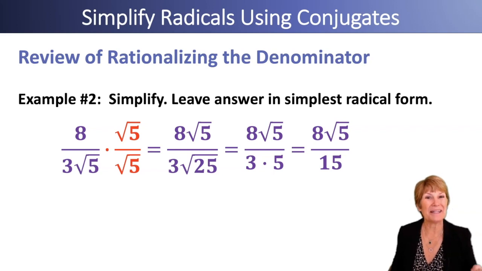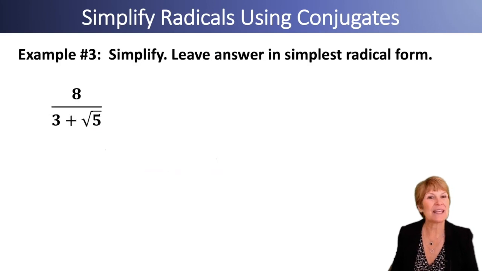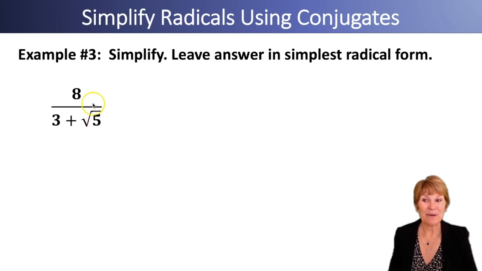Now let's combine these two pieces of information when we look at our next example. This is 8 over 3 plus the square root of 5. Before, look back, it was 3 times square root of 5. That was one term, multiplying together. Now we have two separate terms, so we can use conjugates to simplify this denominator. If we simply multiply the top and bottom by the square root of 5, we're still going to end up with radicals in the denominator. Using the conjugate will eliminate those radicals. So we're going to multiply by 3 minus the square root of 5 in the numerator and the denominator.